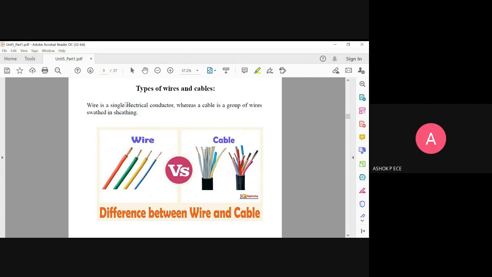So wire is a single conductor, whereas a cable is a group of conductors which will have a sheathing. So everything will be placed in a common wrap. So 10 wires will be clubbed and they'll be wrapped around like this. So you get to form what is called your cable. So wire is a single conductor, whereas cable is going to be a bunch of wires grouped and connected in a joint way.